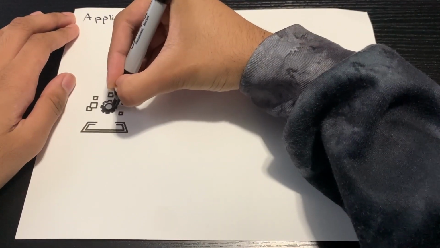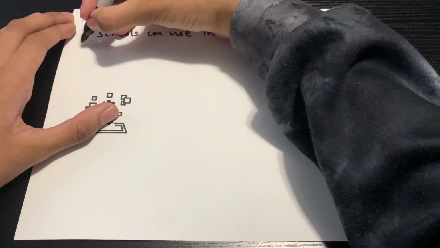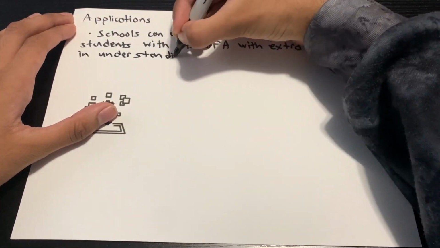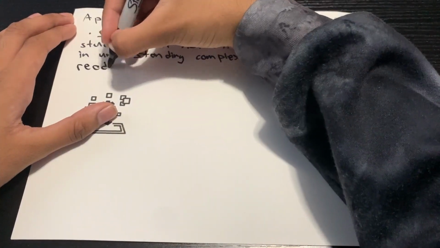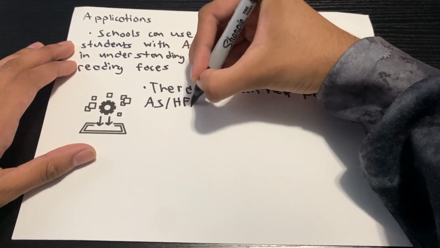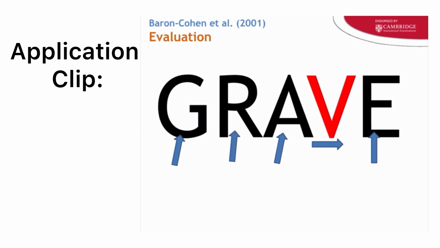This study has a couple applications. Schools could use the findings to help students with AS/HFA with extra support in understanding complex emotions and in reading faces. And therapists can help people with AS/HFA to improve social and emotional skills. Application, I think, is high because these are tools that psychologists could use or that you could use yourself if you're worried about a friend or yourself having some sort of social impairment, and they're readily available. Both the AQ and the AICE test are readily available online.